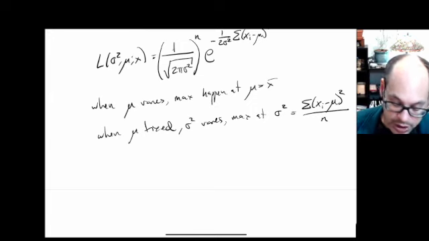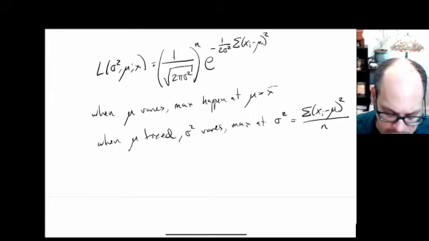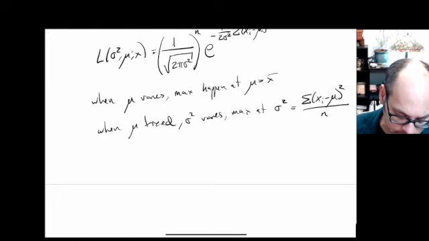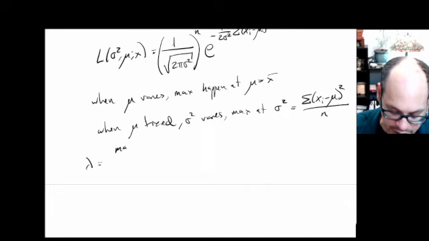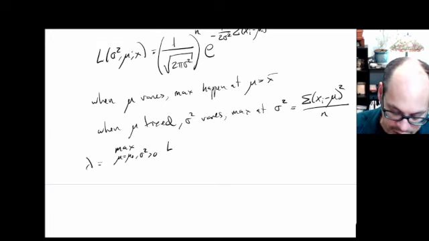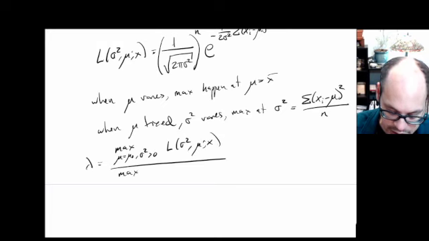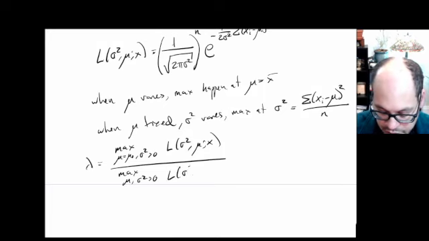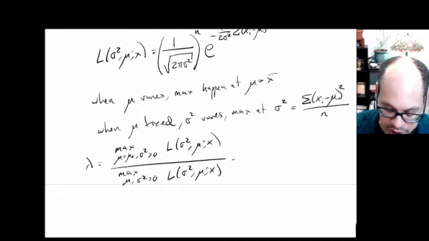Okay, so then let's go ahead and say that we're going to look at this lambda, which is going to be the max, under the null hypothesis mu equals mu naught, and sigma squared varies over just the positive numbers, of L of sigma squared, mu, x, divided by the max over whatever values we want, sigma squared still positive of course, of L of sigma squared, mu, x. So that's what we're looking at. And what do we got?